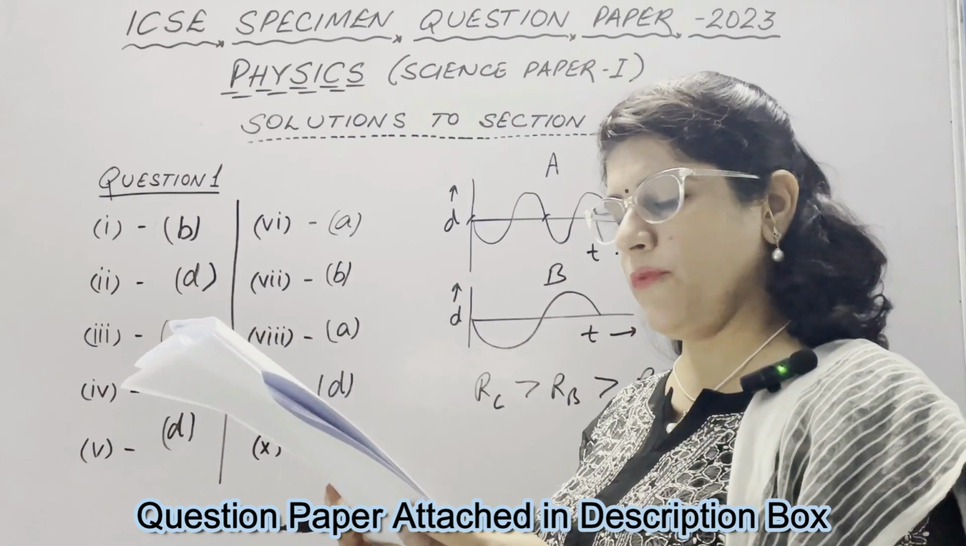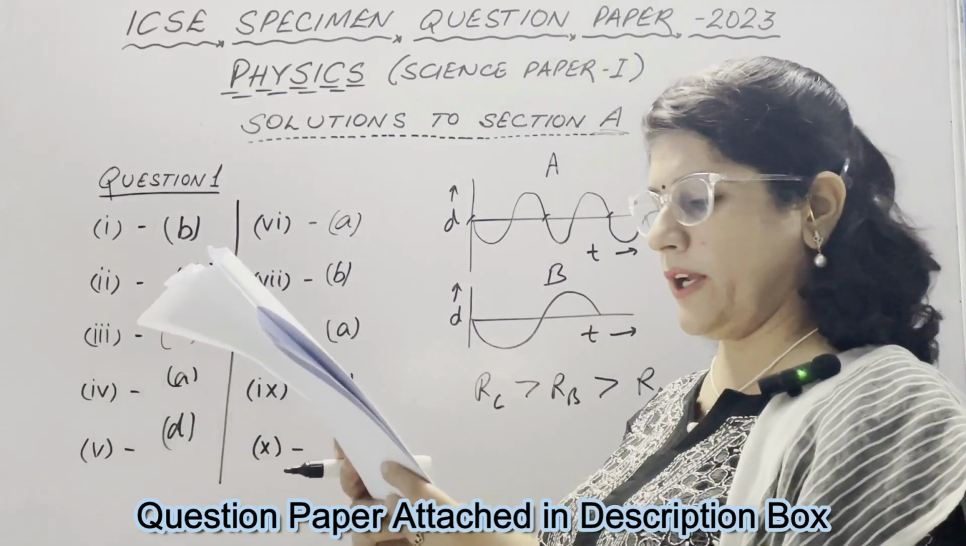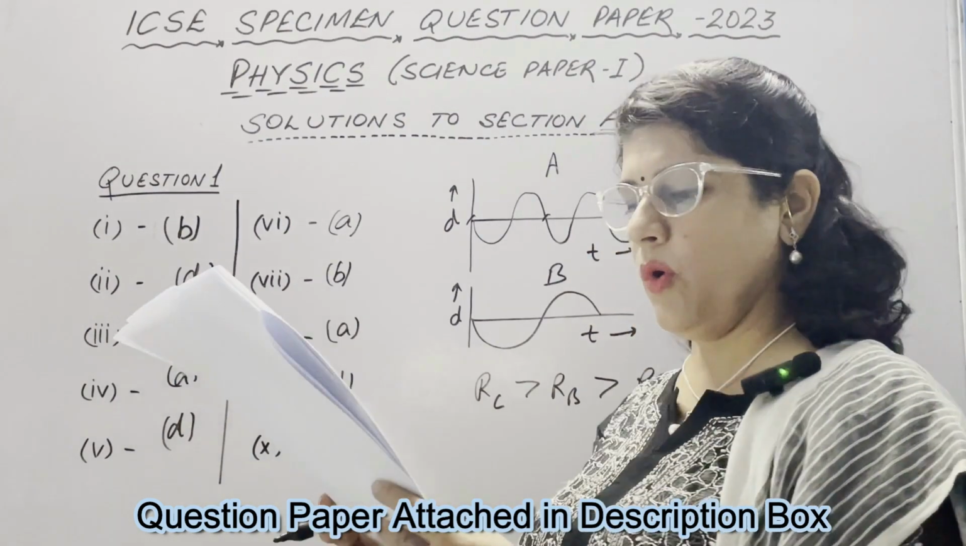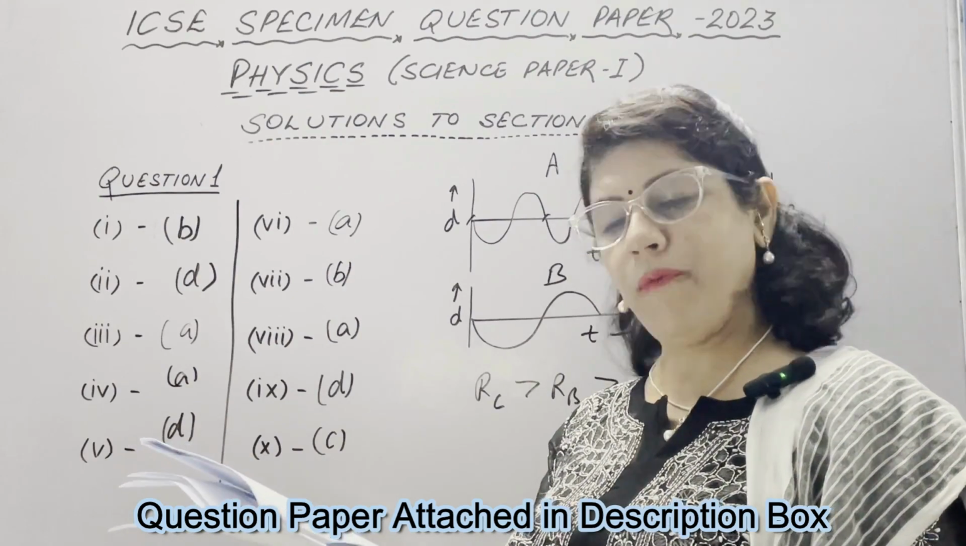For the 10th: which of the following is the correct color code of the three wires, live, neutral and earth? So the correct option is C. We all know the live wire is brown in color, neutral is blue, and earth is yellow.